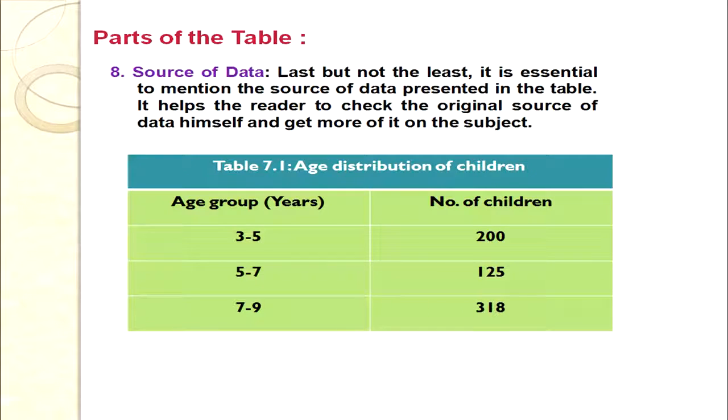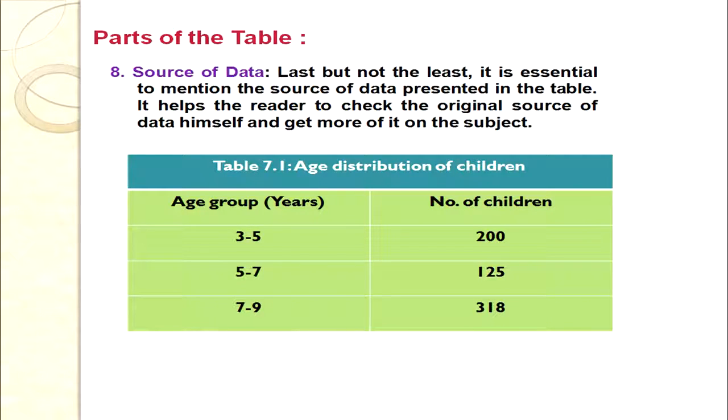Next, most important, source of data. I am making a table and have not written from where the data is being taken. No importance will be given to the table because originality could not be checked. So, source of data. It is essential to mention the source of data presented in the table. It helps the reader to check the original source of data himself and get more of it on the subject.